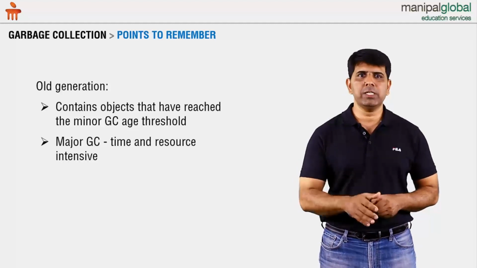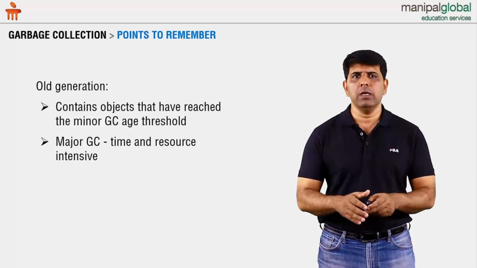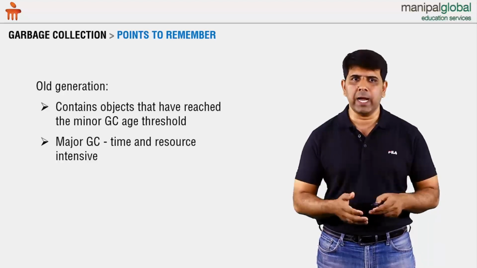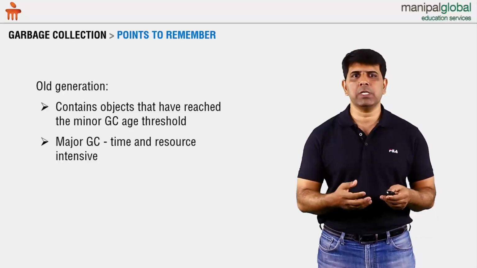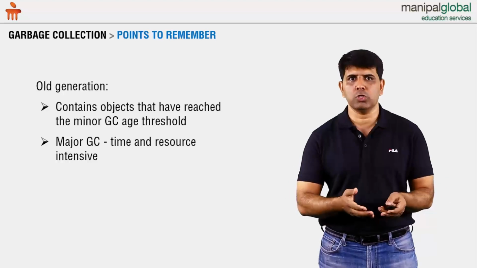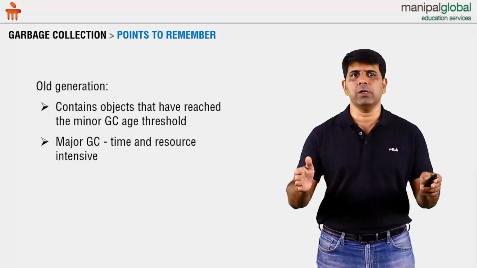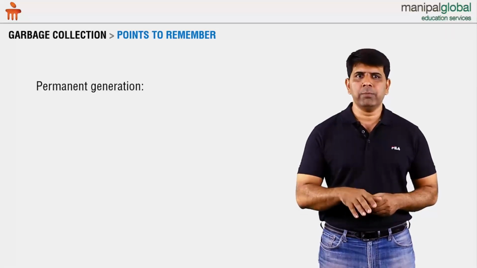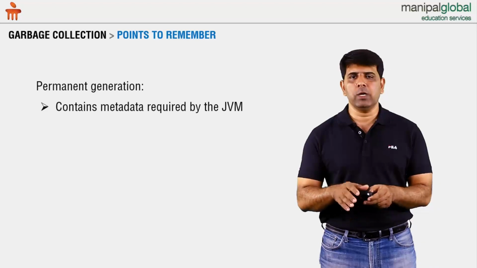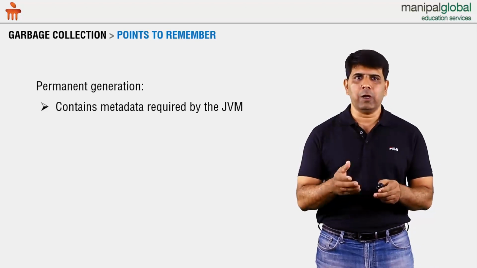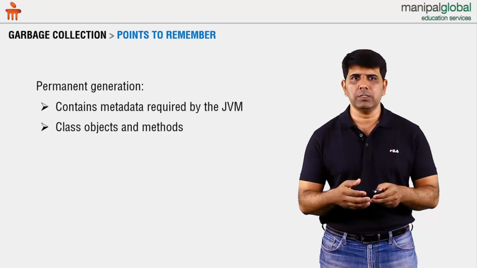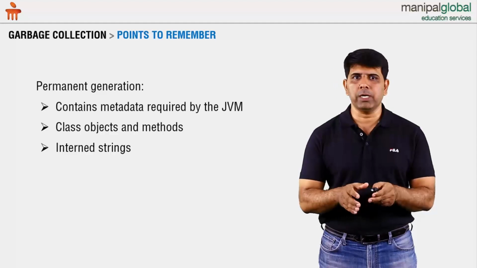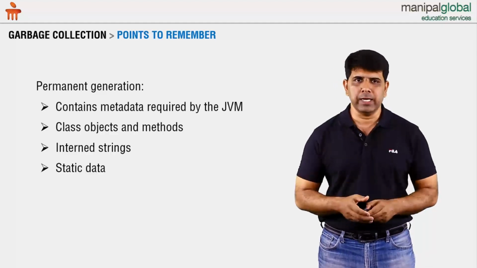Major GC happens slowly, infrequently, but it takes a lot of time to clean because it has to cover a wide area. Now anyway the objects get stored slowly, so the filling of the old generation takes a lot of time. Permanent generation contains metadata required by the JVM, something like classes and static variables, methods, they all sit here. Now intern strings are also kept here because it's a pool and static data.